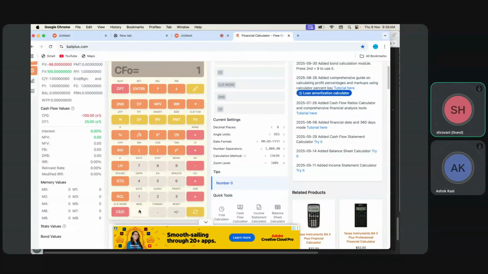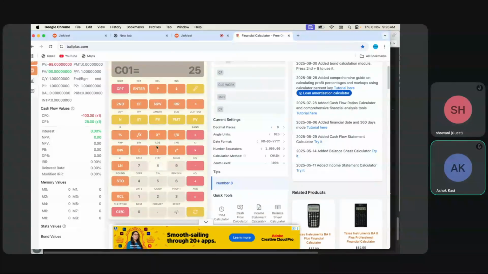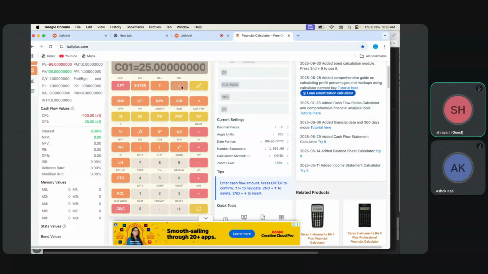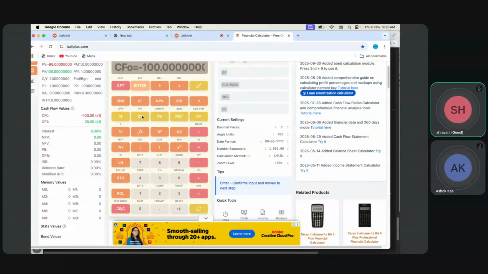Here, see, 100 minus, enter. This step is okay. Downward arrow. So 25, enter. Downward arrow. Again, downward arrow. Come to cash flow. There is something wrong here. It's not working properly for me. But I'll open this calci again, okay?